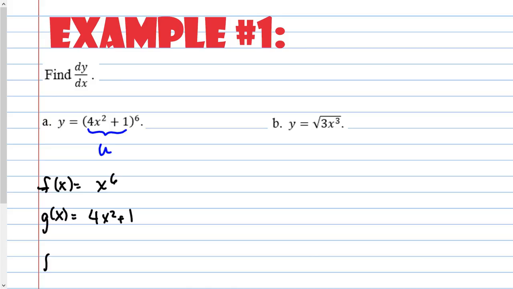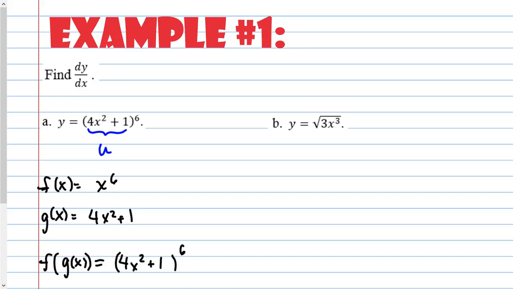But then when combined, f of g of x, when I composed a new function out of these two functions, I would have ended up with x to the 6th, right? X to the 6th, but instead of using x, I would use g. So 4x squared plus 1. So that's how you get your composite function. Well, I need you to learn how to break these down. Break them apart so that you can figure out what is the inner and what is the outer.